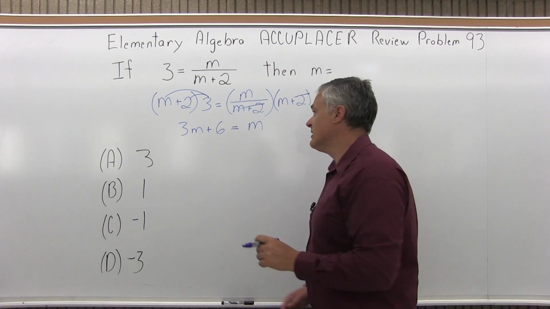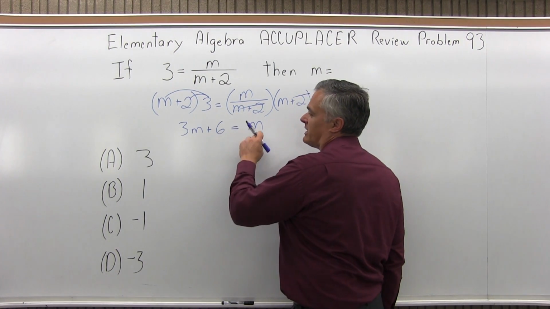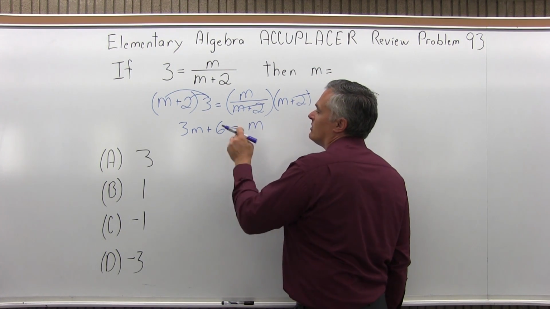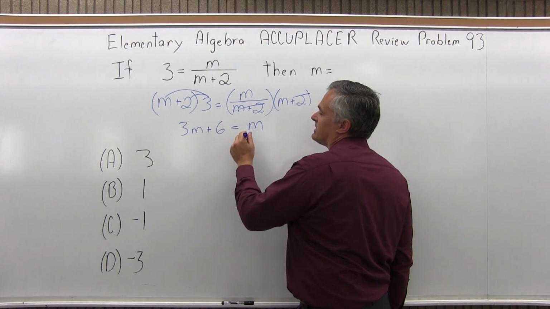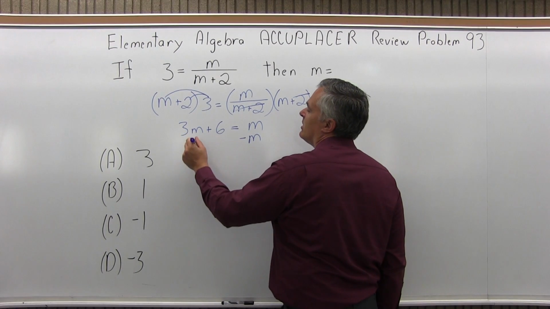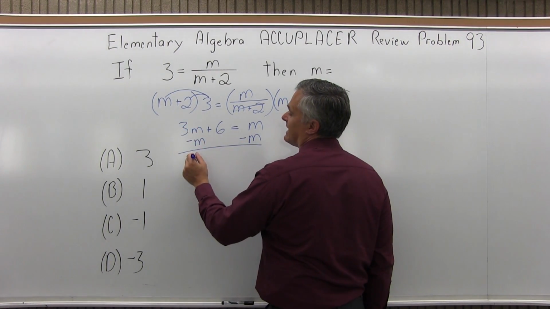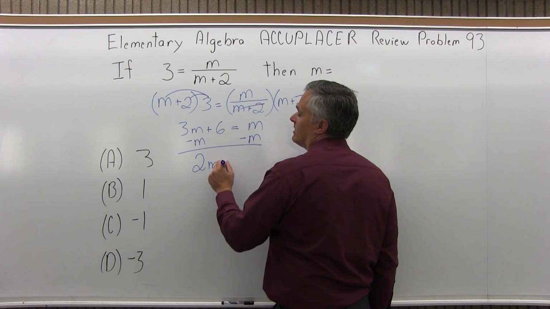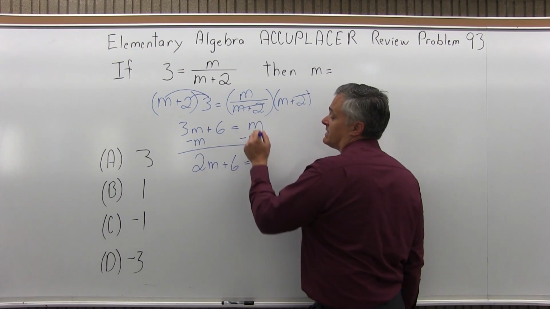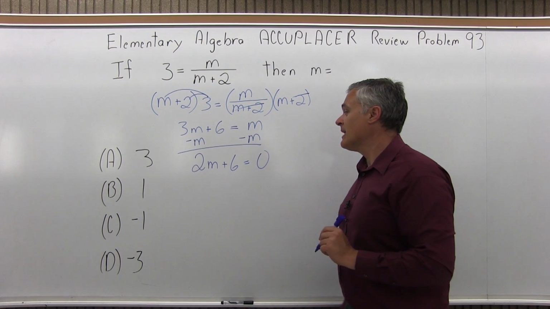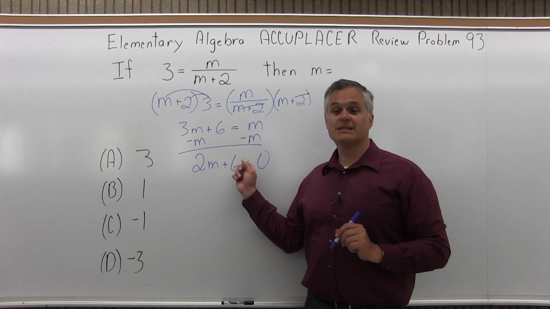So I'd like to get the m's together on one side. So let me start with that. So I have some m's on the left, some m's on the right. I don't really want to do that. So let me pull this m over here, basically. So I'm going to do minus m on both sides. So when I do that, 3m minus m is 2m plus 6 equals m minus m. I have 0.